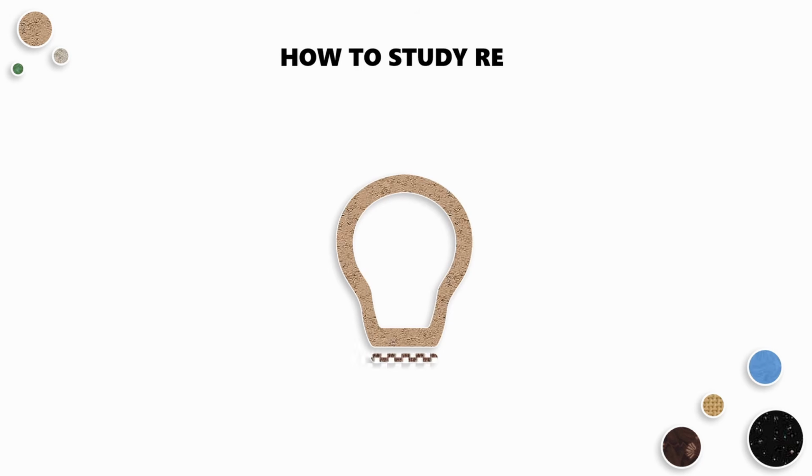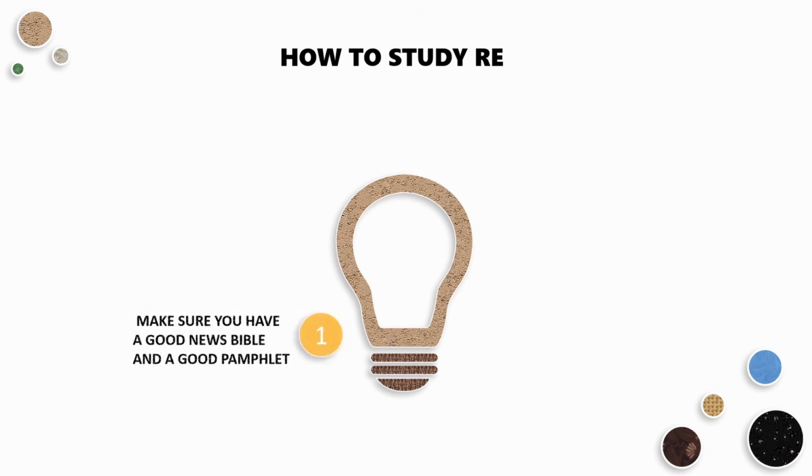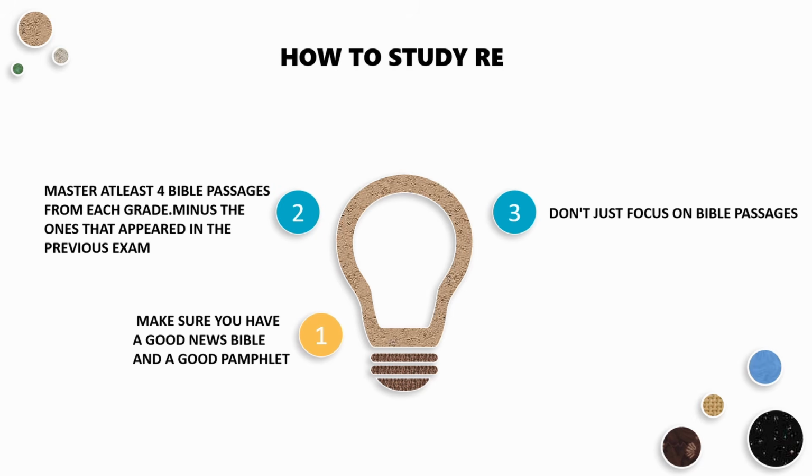Okay, so how to study RE. Number one, make sure you have a Good News Bible and a good pamphlet. A Good News Bible will help you with narrations, and then a good pamphlet will help you with revision because it will summarize all the topics. And then number two, master at least 4 Bible passages from each grade. That means 4 from grade 10, 4 from grade 11, and then 4 from grade 12, excluding those that appeared in last year's paper because the likelihood of them appearing this year is quite low.